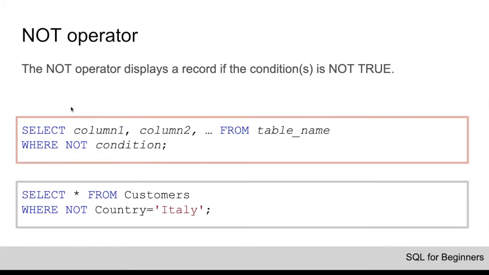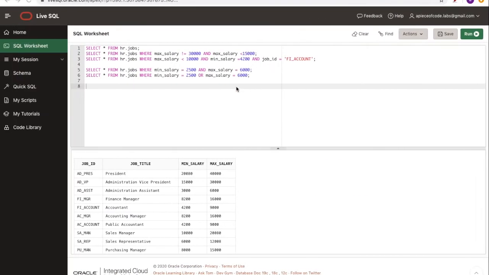Our next operator is the NOT operator, and the NOT operator displays a record if the condition or conditions are not true. The formula is simple. In our WHERE clause we say NOT and then we give the condition. For example, here we are asking the database to display only the records where country is not equal to Italy. And let's go to our SQL.